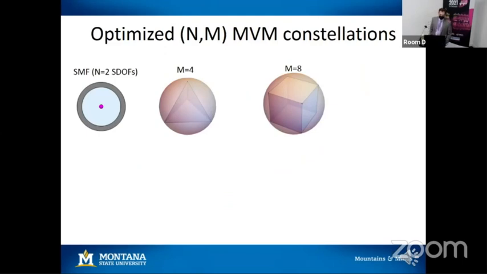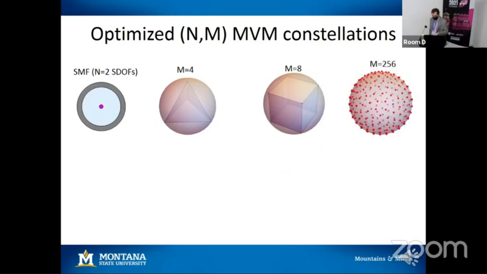So he proposed a constellation with 4 points. It's a simplex, and then a constellation with 8 points that is a cube inscribed in the Poincaré sphere. But if you want to have an arbitrary number of points, for example, 256 points on the Poincaré sphere, this is not a trivial problem. Actually, mathematicians have been trying to solve this for about 100 years. There are exact solutions for the 3-dimensional space. There are not exact solutions for higher dimensional spaces.